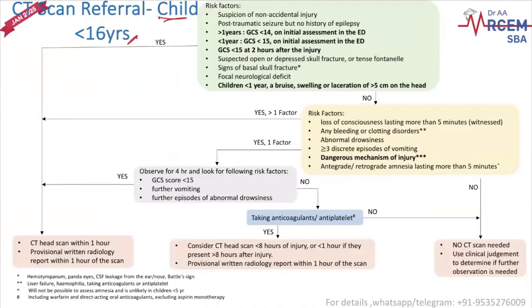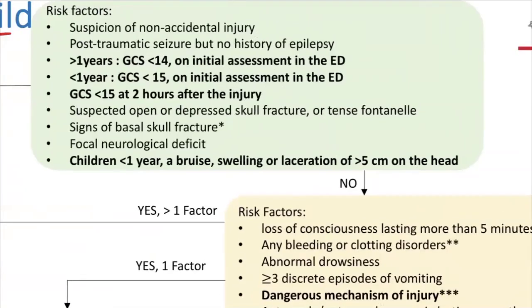Okay. What you can see here, the ones I have highlighted, are the differences from that of the adult. Suspicion of non-accidental injury is very specific for the pediatric. Post-traumatic seizures is present in the adults. Suspected open or depressed fracture is present in the adult. Signs of basal skull fracture is present in the adult also. Focal neurological deficit is also present in the adults.